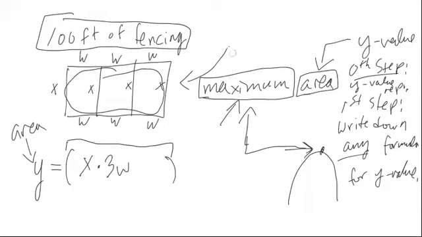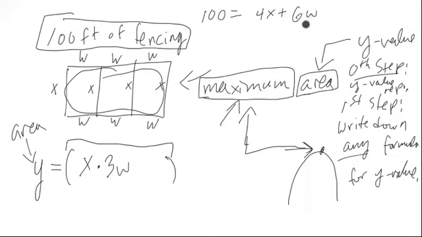Maybe we can come up with an equation that relates 100 feet of fencing to x and w, and then maybe we can use that equation to solve for w. So we can rewrite w in terms of x, and thus, after substitution, just get something in terms of x. So let's see how that would work. We have 100 feet of fencing, and that's equal to x plus x plus x plus x, so 4x, plus w plus w, 6w. Okay, so we have 100 is equal to 4x plus 6w.